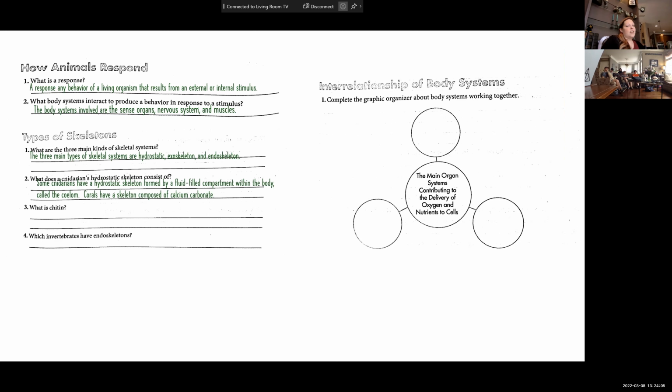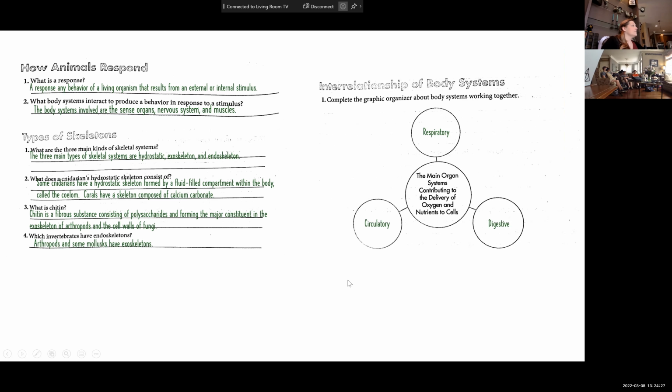And Cnidarians' hydrostatic skeletons consist of a fluid-filled compartment within the body called the coelom, right? And corals have a skeleton composed of calcium carbonate. Chitin, same stuff that's in mushrooms, and also arthropod exoskeletons. And arthropods and some mollusks have exoskeletons. Your main organs that contribute to the delivery of oxygen to nerve cells are obviously respiratory, circulatory, and digestive.